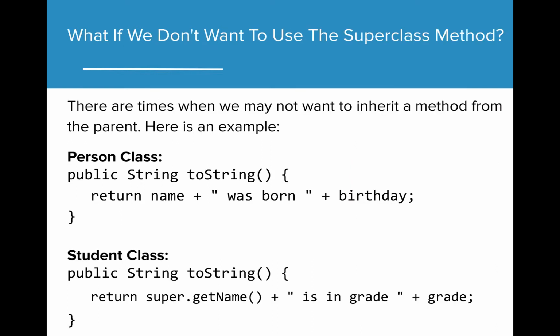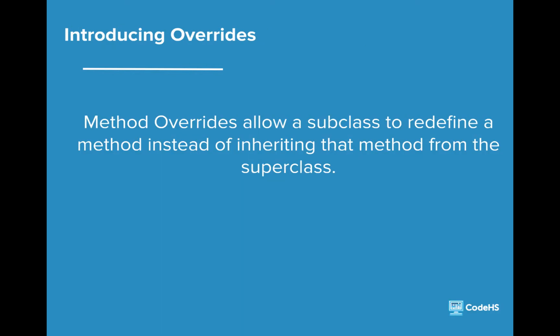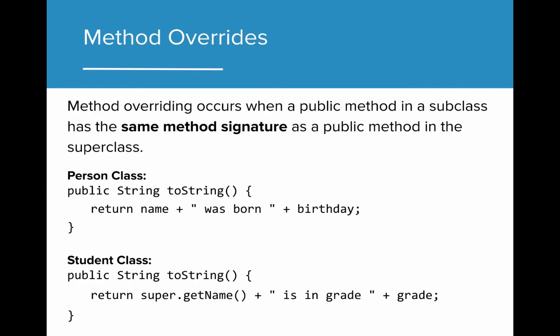What do we do if we don't want to inherit a method from the superclass? A great example of this is the toString method. Oftentimes, we may want the superclass to have a toString method, but we want to define a different toString in the subclass. Introducing the idea of a method override. In a method override, a subclass can redefine a method instead of inheriting that method from the superclass. A method override occurs when a public method in a subclass has the same method signature as a public method in the superclass. Remember, the same method signature means that the methods have the same name and input parameters.